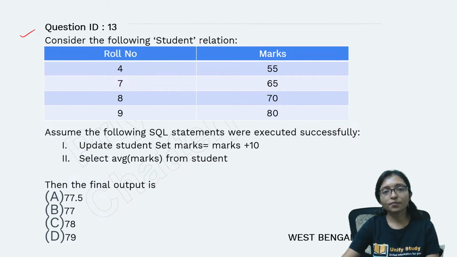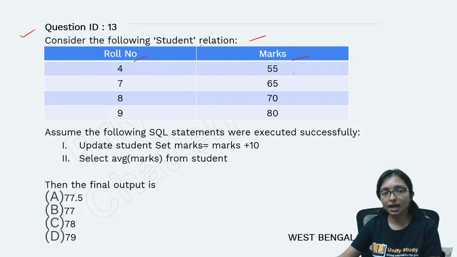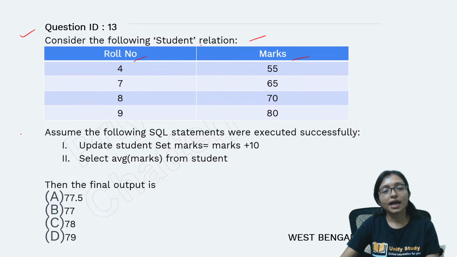Consider the following student relation, roll number and marks, given here. So roll number and marks. Assume that we are running this SQL. The final output after running this SQL, what will be the final output?